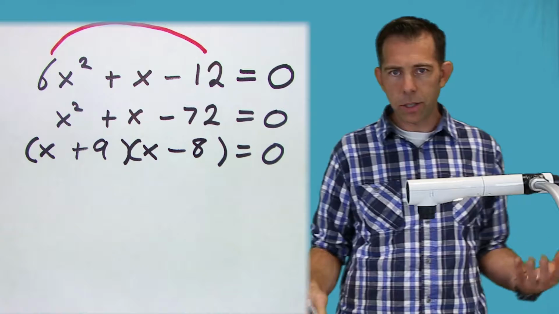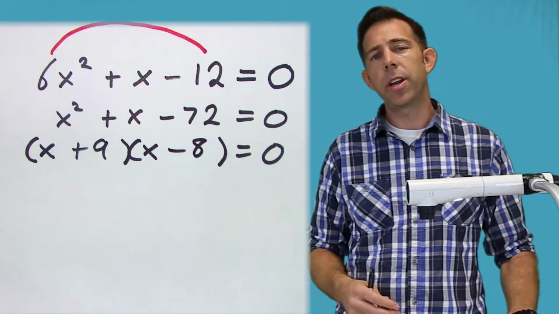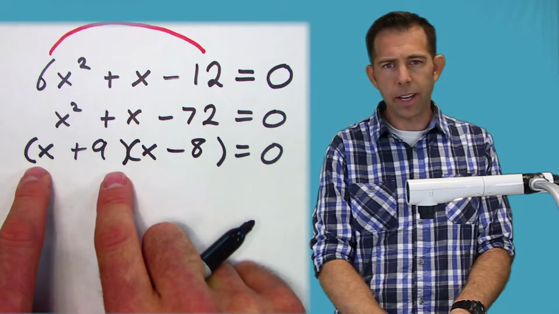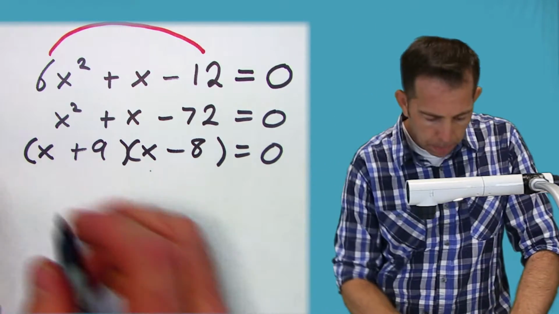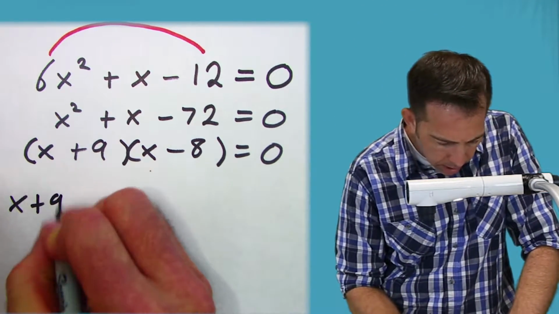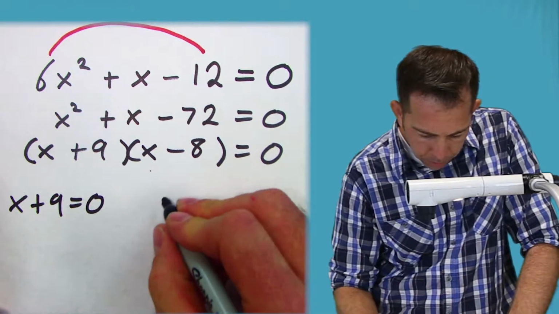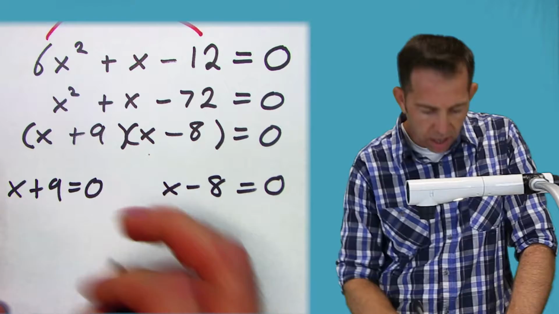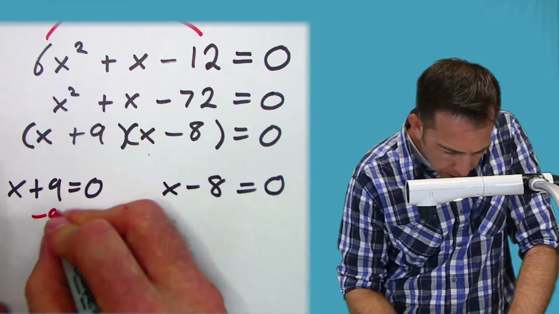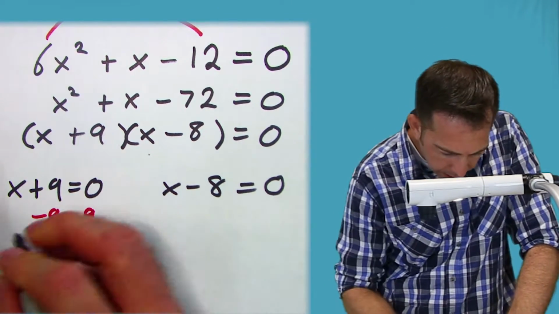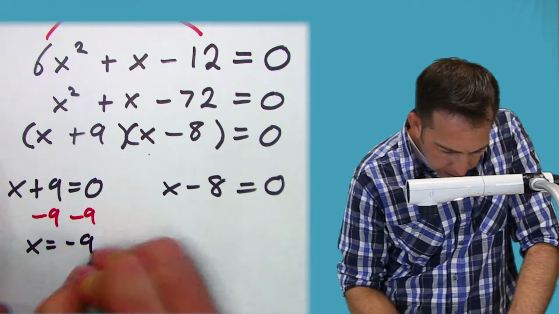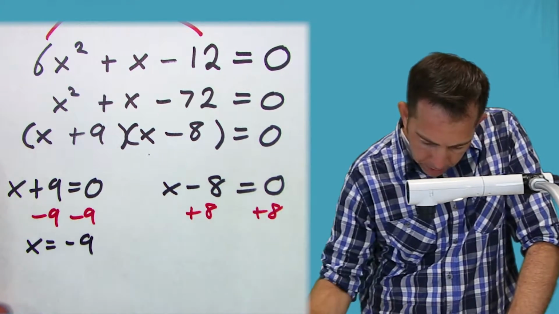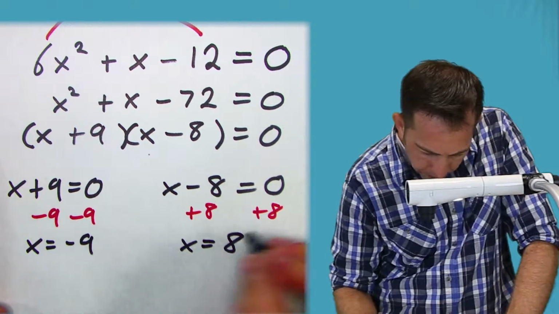Now here's where things change slightly. We're going to use the zero product property to solve this quadratic, which means we're going to set each factor equal to 0 and solve. We'll do that. x plus 9 equals 0, or x minus 8 equals 0, and we'll just solve both. We can take away 9 on both sides and get x equals negative 9, and we're going to add 8 to both sides and get that x equals 8.